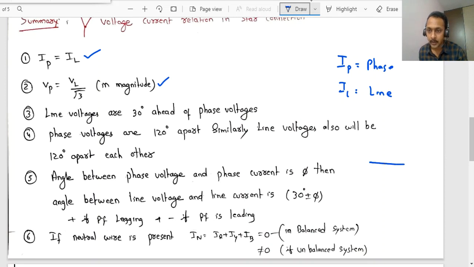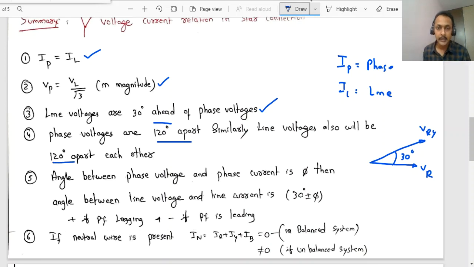How do you understand that? For example, if this is the R phase, VR, now your VRN will be like this. VRY will be like this. So the VRY is 30 degrees ahead of the phase voltage. Like that we have to understand. Line voltages are 30 degrees ahead of phase voltages. Phase voltages are 120 degrees apart from each other, and at the same time line voltages are also 120 degrees apart from each other.